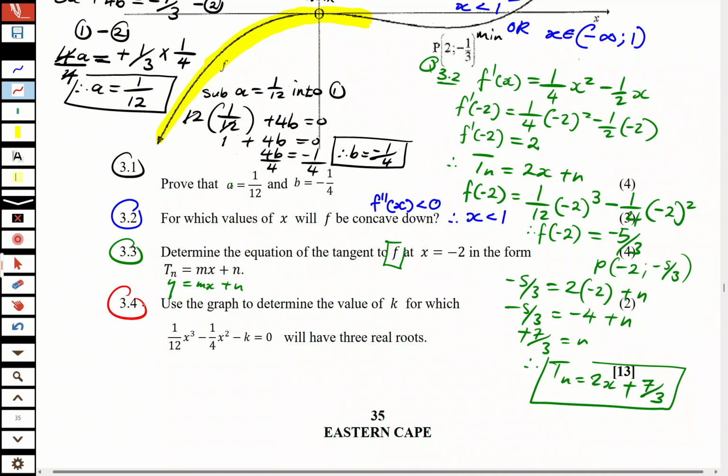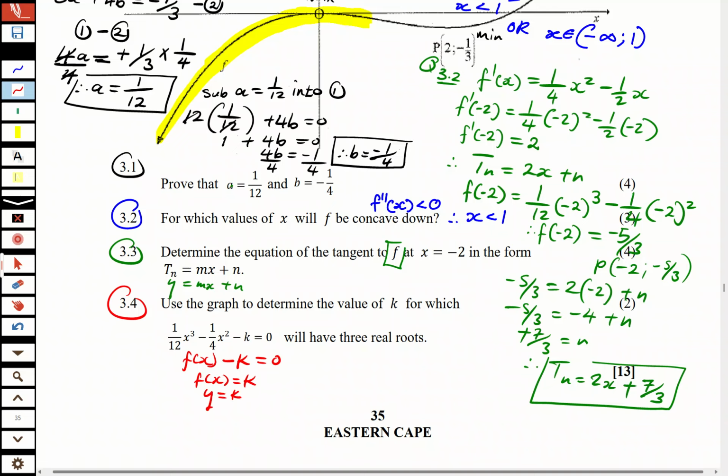So now, 3.4. They say use the graph to determine the value of k for which, this is your original function, your f of x. A didn't change, b didn't change, but now they are adding k there, and it's equal to 0. So it means this is the same as f of x is equal to k. f of x is simply y is equal to k.